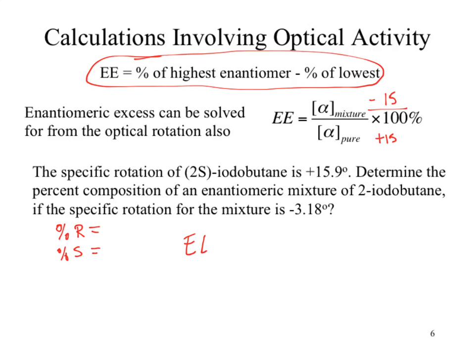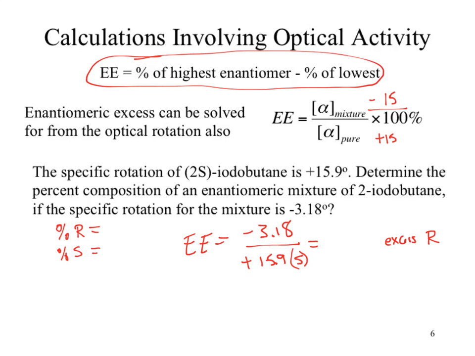Enantiomeric excess is equal to the specific rotation of the mixture, negative 3.18, divided by our pure, plus 15.9. So we could find percent of R since it's negative. We're going to end up with a negative value, and this is where we have to be careful in keeping track of all of these things. Our positive 15.9 was for the S, which means when we get a negative value, whatever that number may be, what we're saying is that that is the excess of our R. So we can get rid of the minus by saying excess of R.